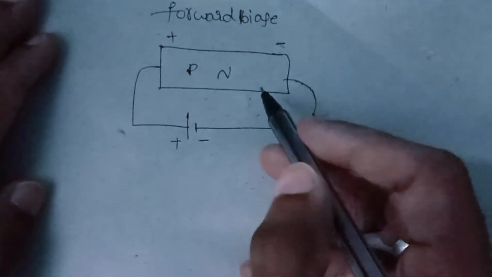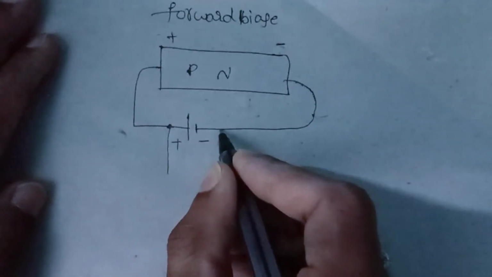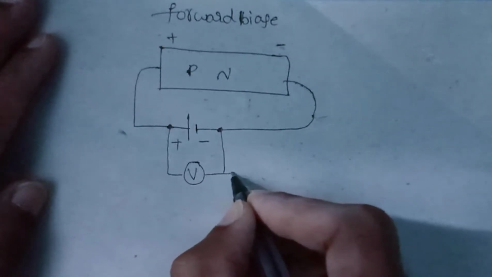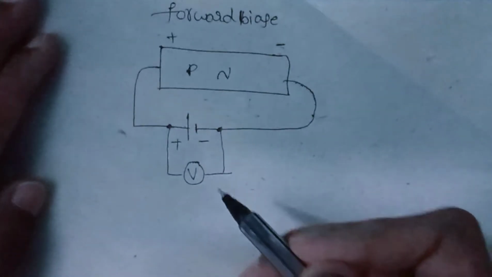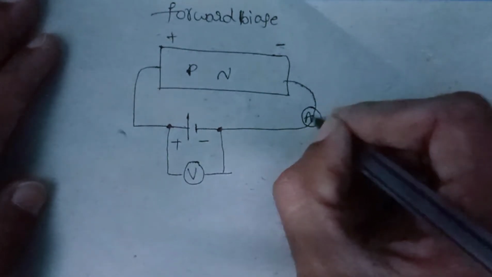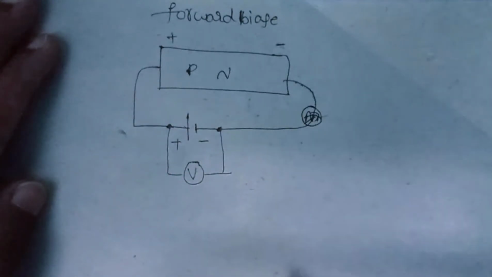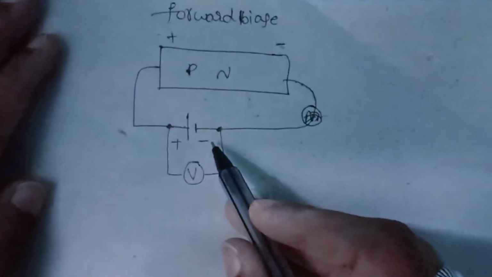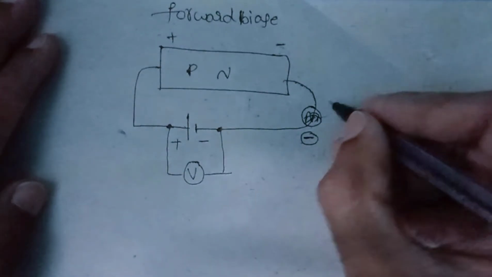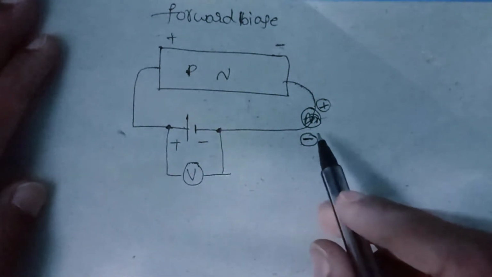This is the circuit diagram of forward bias. We have to measure the voltage, what voltage we are sending through the PN junction diode, by using voltmeter, which is connected parallel to the source or battery, and one milliammeter is connected here in the circuit to measure the current through the PN junction diode. So here negative terminal of the battery is connected to ammeter, so we connect the positive terminal of the ammeter to the PN junction diode. This ammeter is connected in series connection.